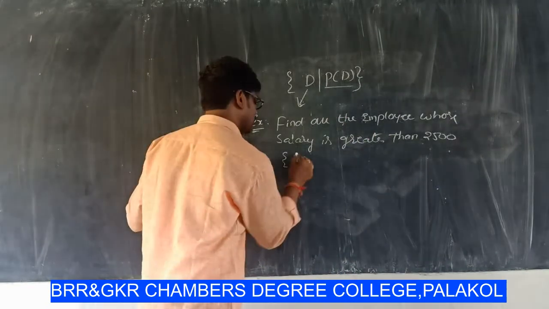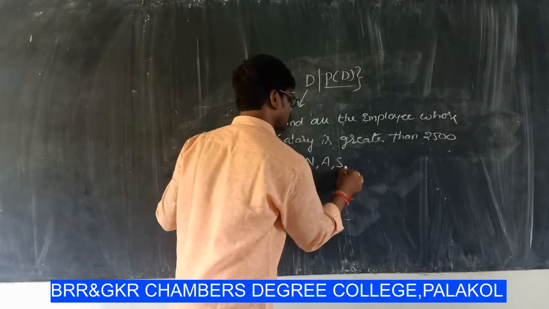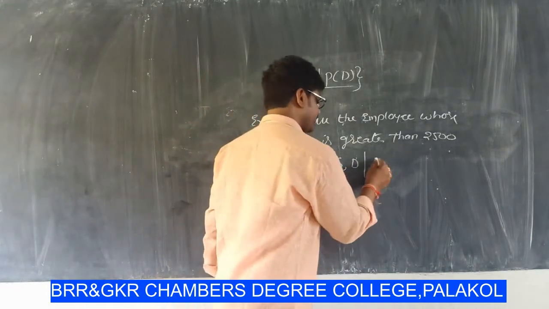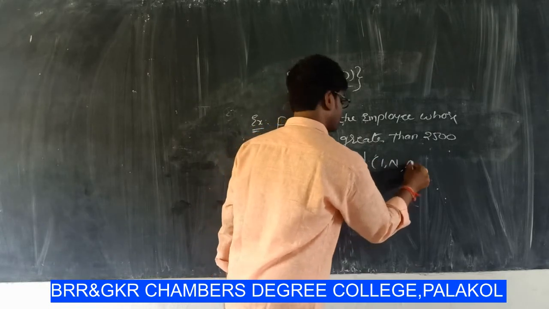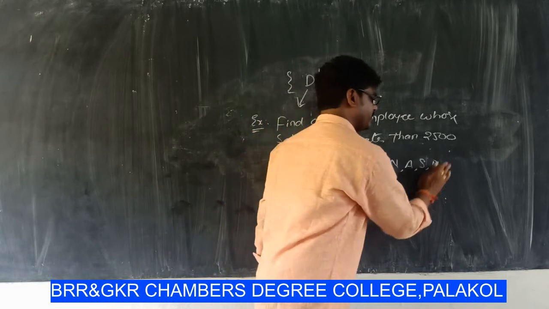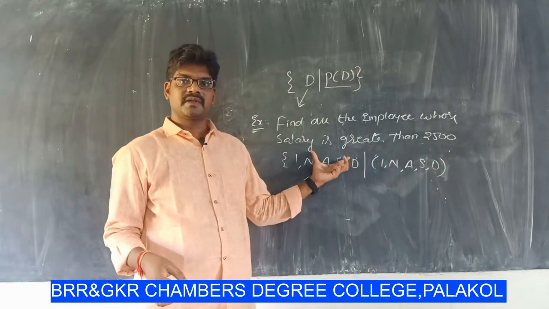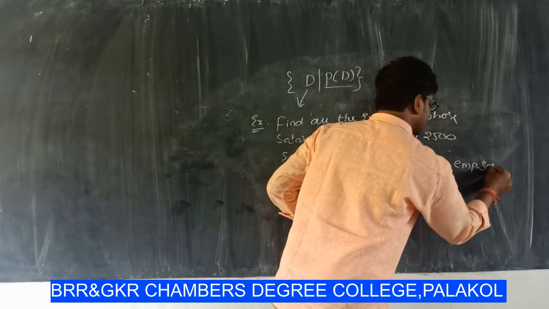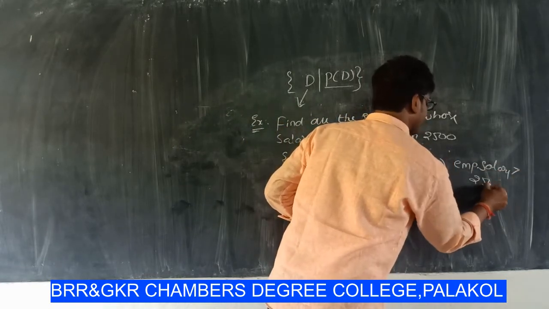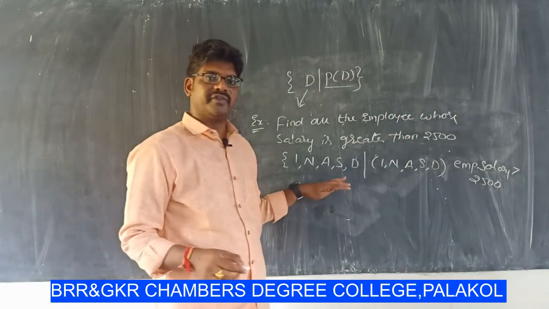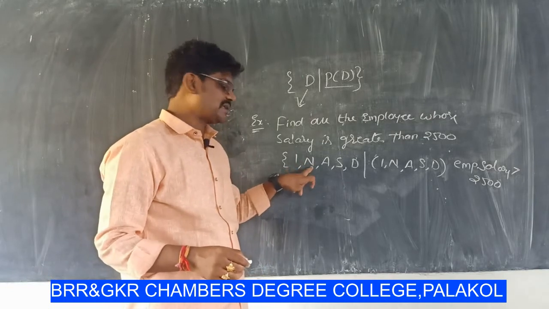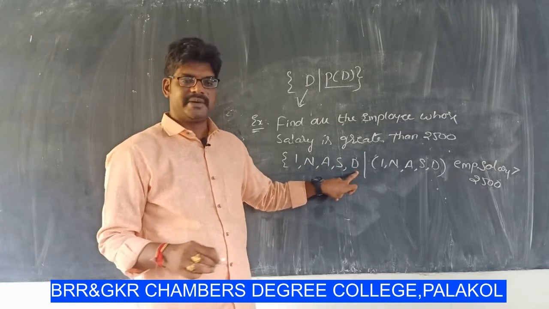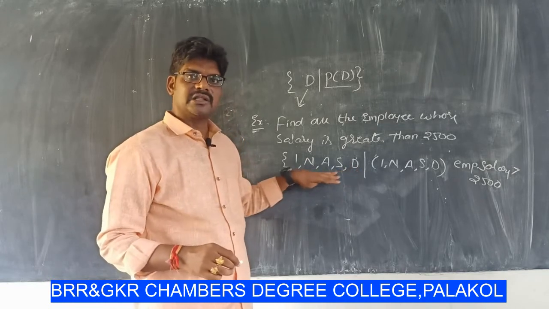These are the domain variables. The employee salary is greater than 2500, where I is the employee ID, N is the employee name, A is the employee address, followed by employee salary and employee department number. All these are the domains.